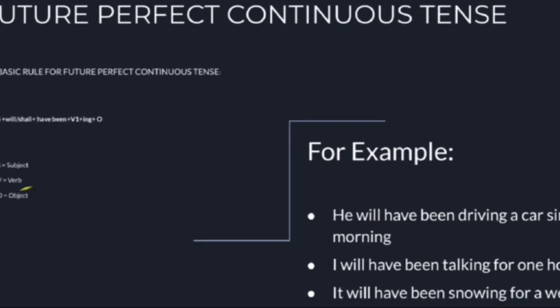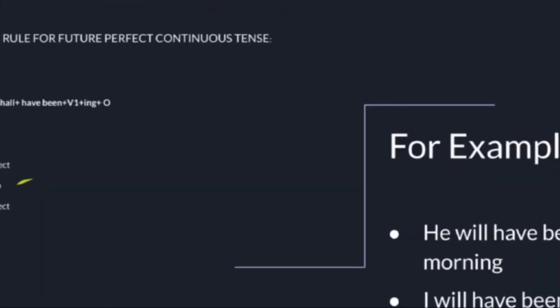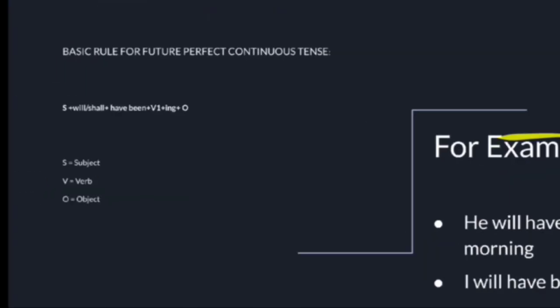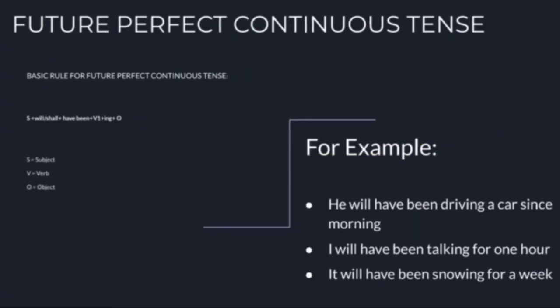Then we have the last tense, which is future perfect continuous tense. The basic rule for future perfect continuous tense is subject plus will/shall plus have been plus verb's first form plus ing plus object. And for examples: he will have been driving a car since morning. I will have been talking for 1 hour.